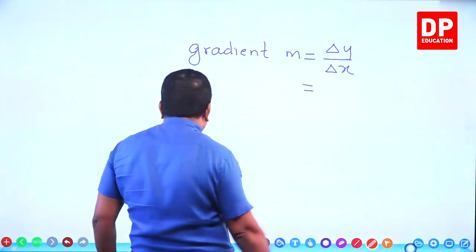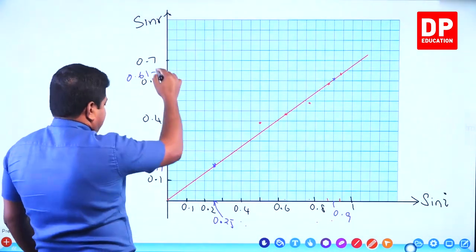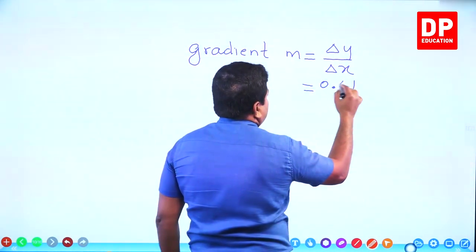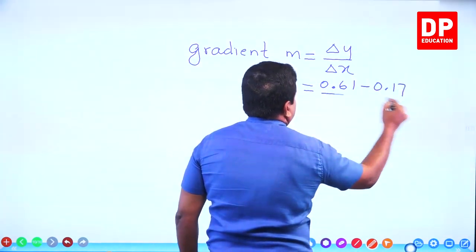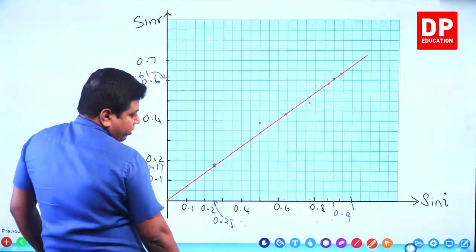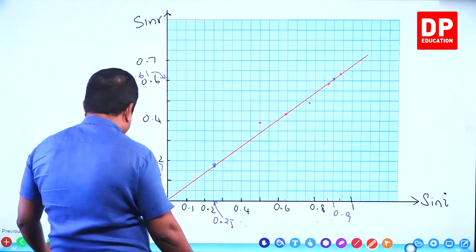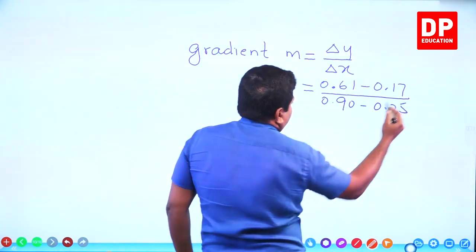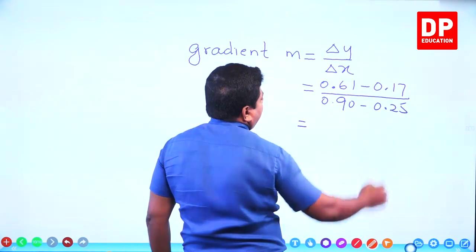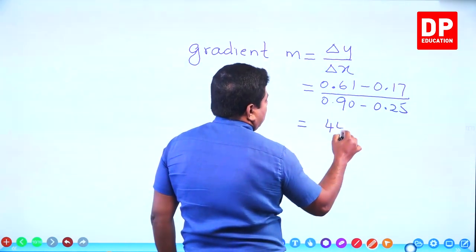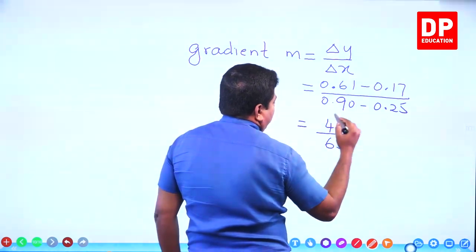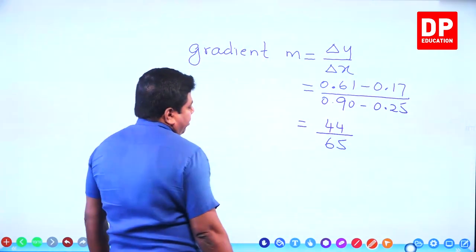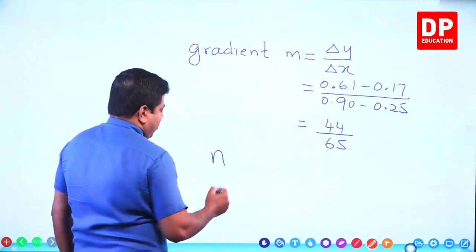The difference between y coordinates, 0.61 minus 0.17, over 0.90 minus 0.25. So, here you get 61 minus 17 is 44. Here you get 65. 44 by 65 is what you are getting. That's the gradient.